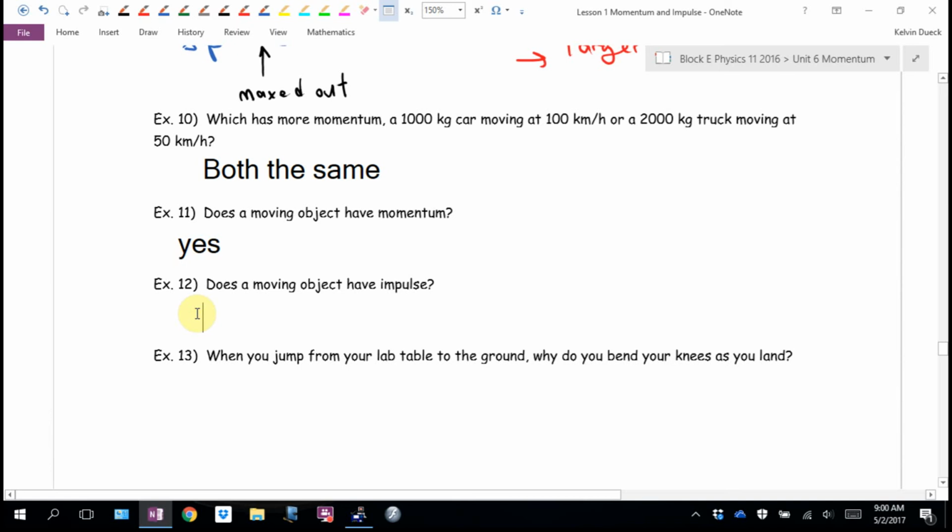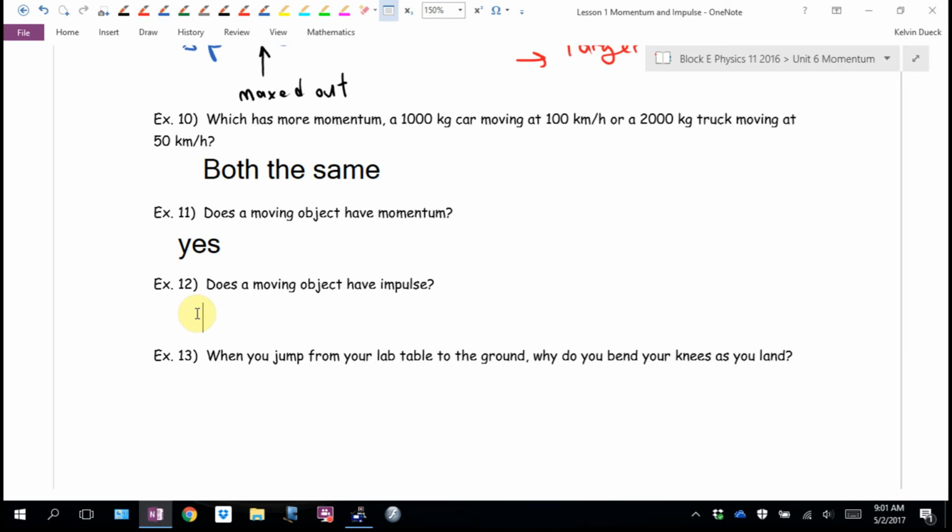Does a moving object have impulse? No. I hear yes, I hear no. The good news is one of you is right. Convince me. Impulse is change in momentum, so really I'm asking, does a moving object have a change in momentum? Only if it's changing. Only if what's changing? The velocity or the momentum. And how can the momentum change? Momentum is what times what? Velocity times mass. I'd like to say mass times velocity.